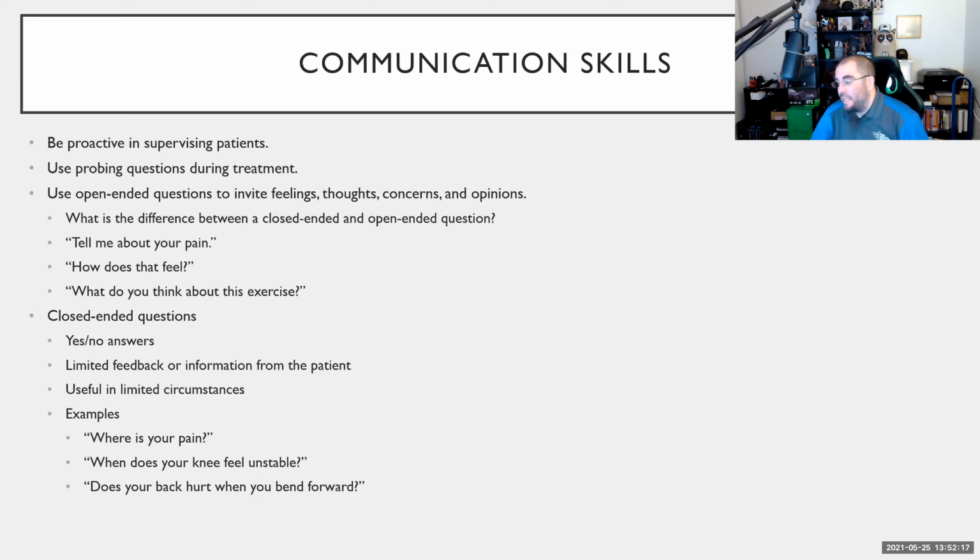When does your knee feel unstable? In the morning. When I go up and down stairs. Does your back hurt when you bend forward? Yeah. Okay. It's different than asking the patient, so tell me about a time that the back doesn't hurt versus the time that a back does hurt. Your back does hurt, right? It's open-ended then. It gives them a little bit of time to give you a little bit more.